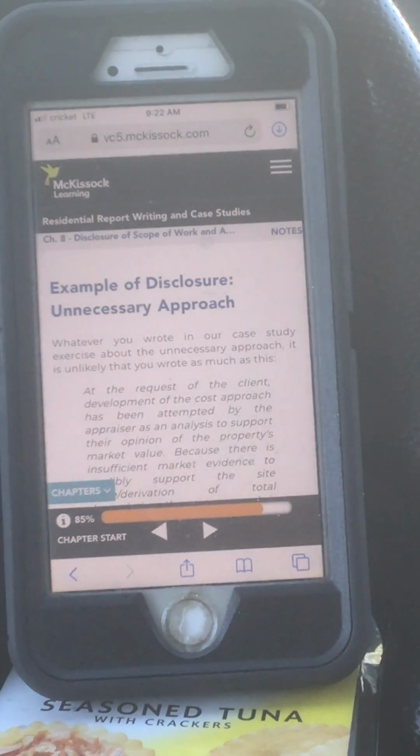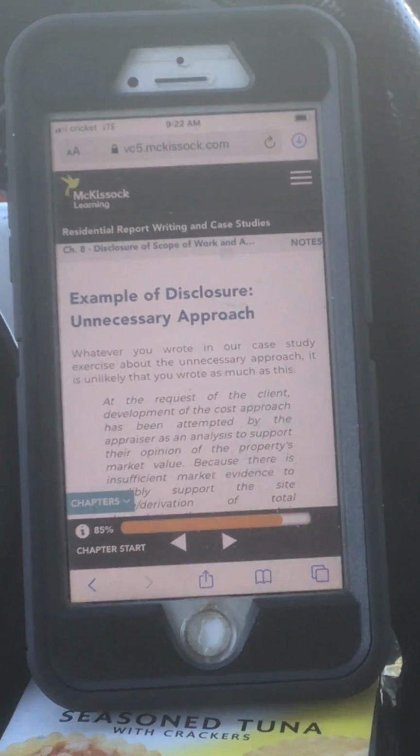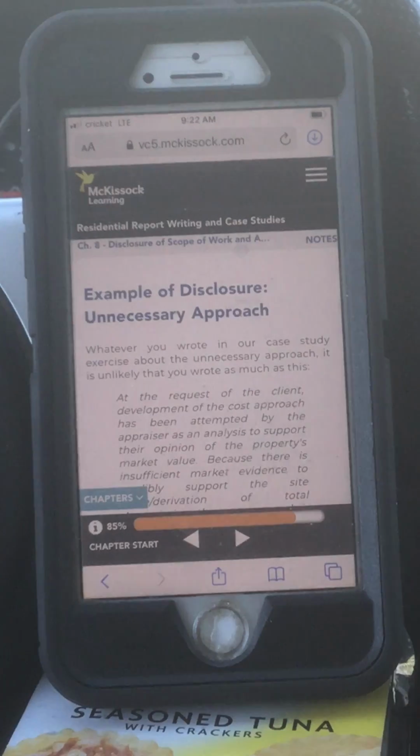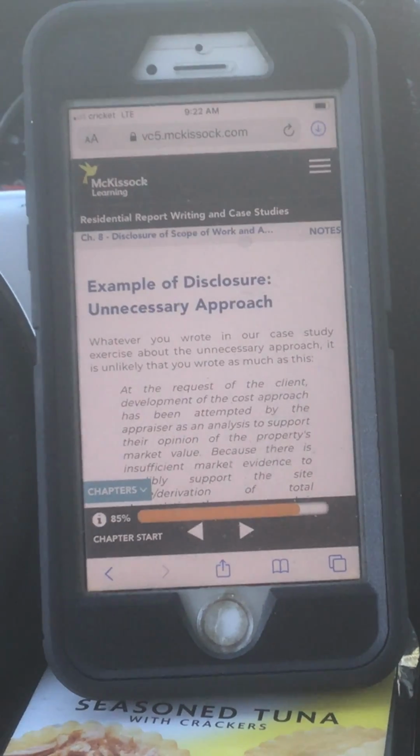Residential report writing and case studies. Chapter 8, disclosures of scope of work. Example of disclosure.